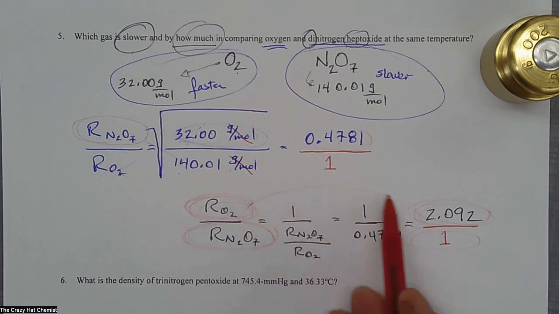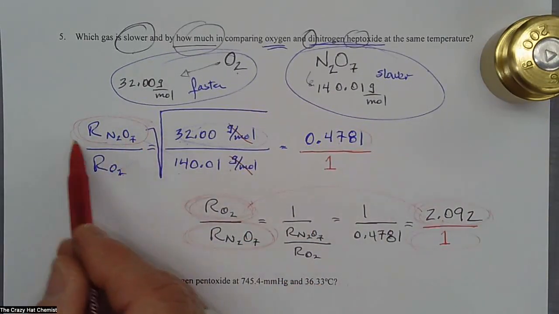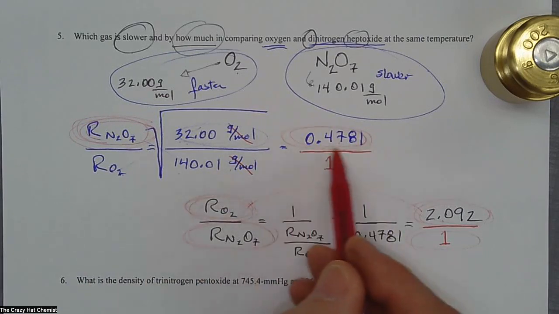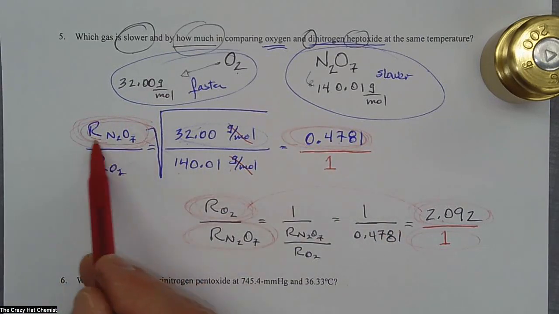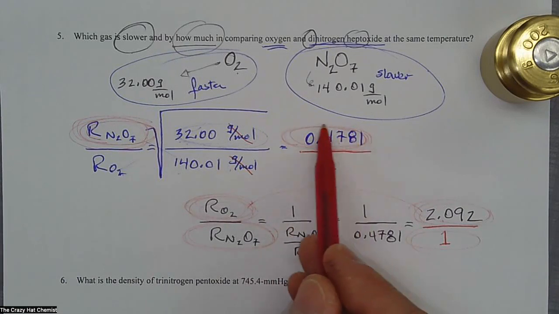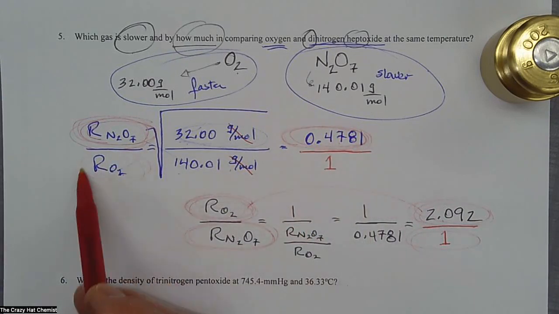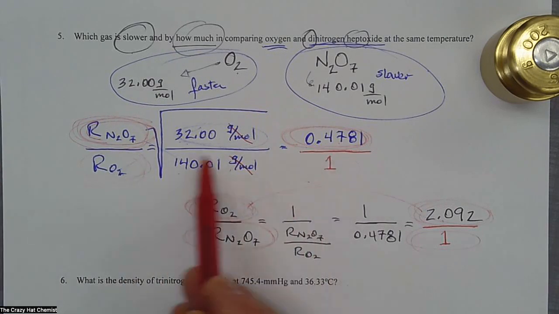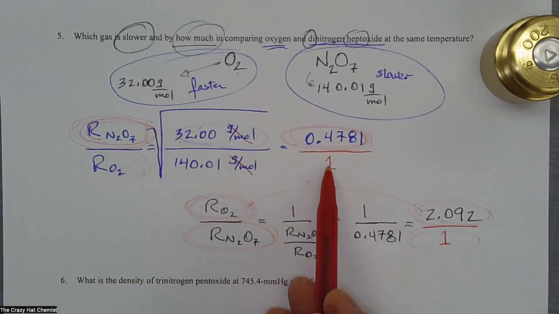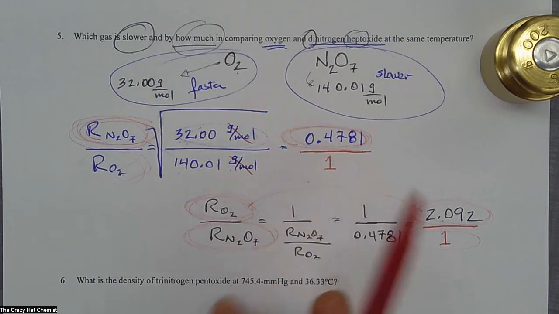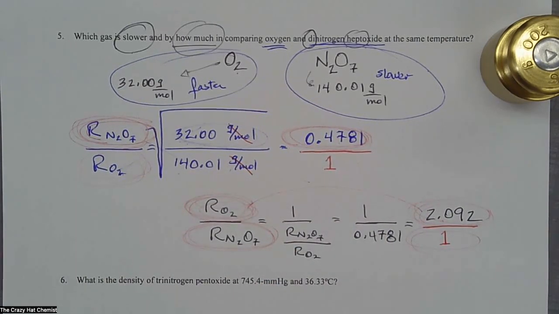Again, the faster gas has a number greater than 1. The slower gas has a number less than 1. Remember, dinitrogen heptoxide is traveling at a rate of 0.4781, and oxygen is traveling at a rate of 1. You can still see that oxygen is traveling faster than dinitrogen heptoxide. Okay, hopefully that settles Graham's law for you and answers both questions: which one is faster and by how much, and which one is slower and by how much. So I've got both of them on there for you. All right.